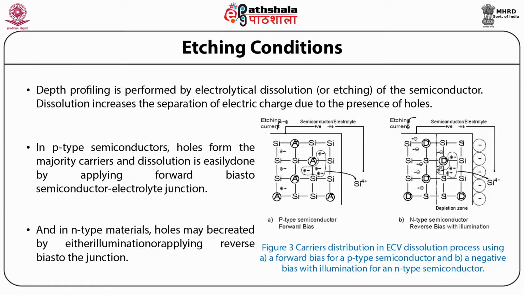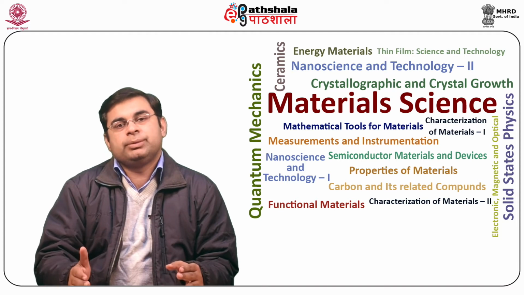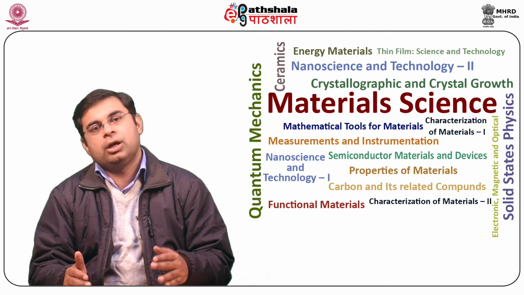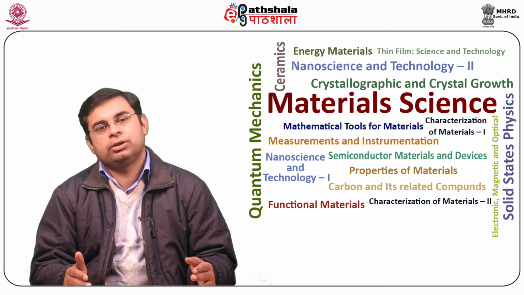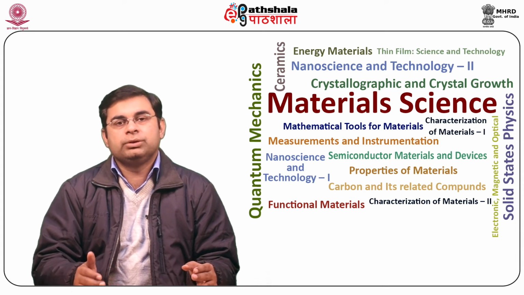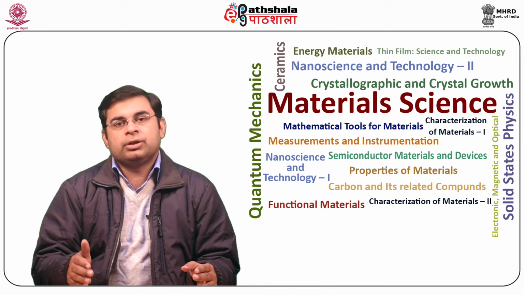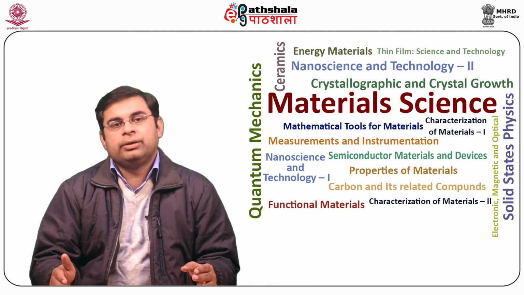Figure 3. The wavelength lambda must satisfy the condition lambda smaller than hc divided by Eg. The dissolved depth, that is Wr, varies with the dissolution current I according to Faraday's laws of electrolysis. Wr is equal to m divided by Z F rho A multiplied with the integral of dissolution current I into dt.